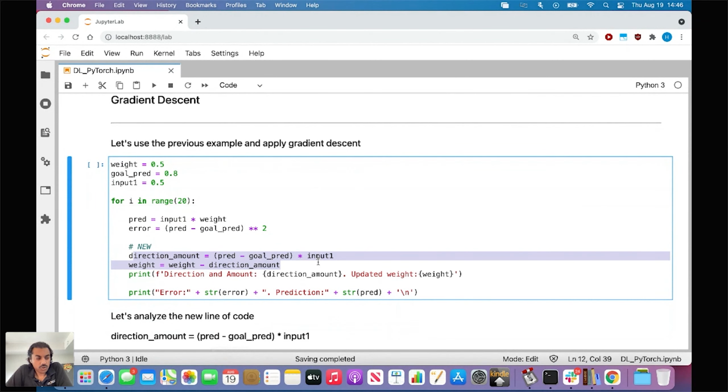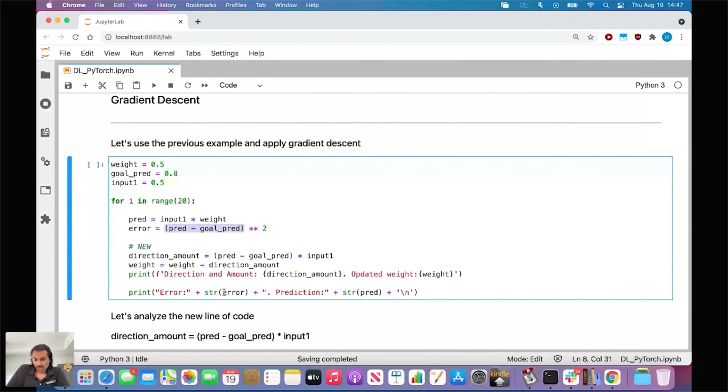To get the correct direction that we want to go, we can set up a formula something like this, where we subtract our goal from our prediction. So we're basically taking this part and we're multiplying it by the input. I want to repeat that. To get the correct direction and the amount, we want to subtract our goal from our prediction, so this part right here. And then we can multiply that by our input.